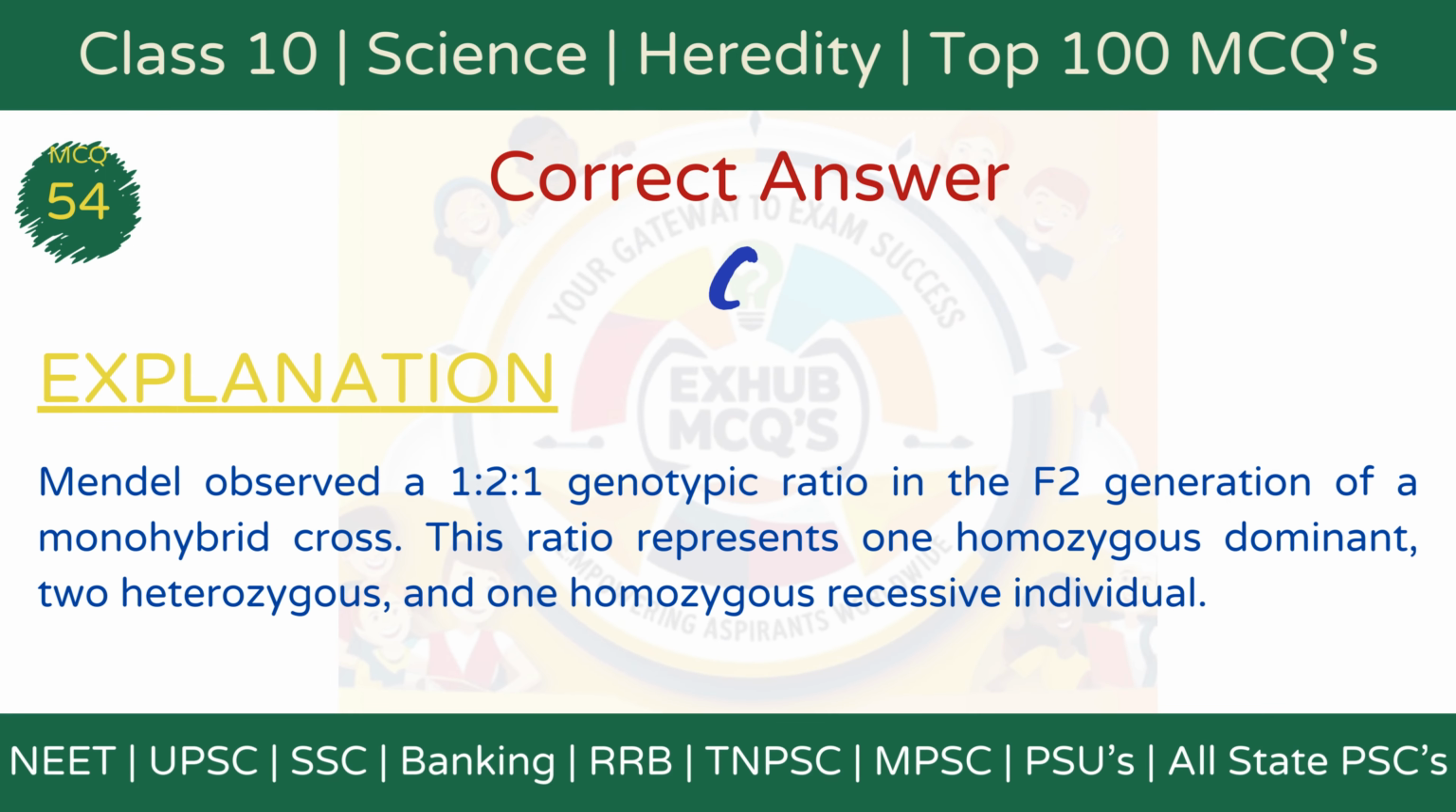The correct answer is option C, 1:2:1. Explanation: Mendel observed a 1:2:1 genotypic ratio in the F2 generation of a monohybrid cross. This ratio represents one homozygous dominant, 2 heterozygous, and 1 homozygous recessive individual.